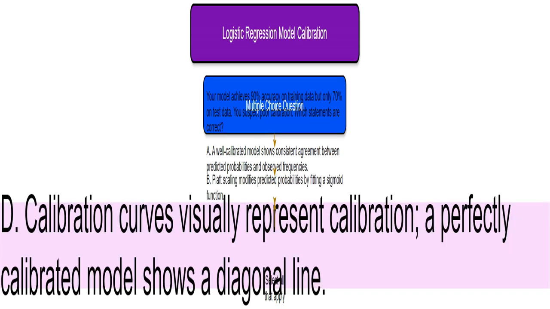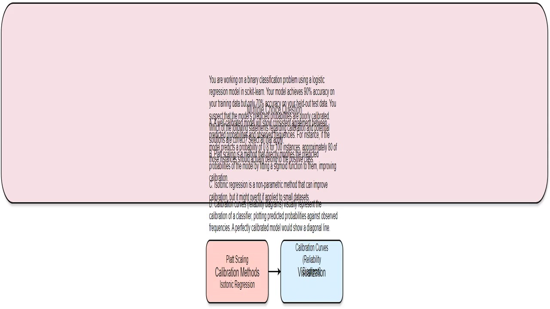Calibration curves, also known as reliability diagrams, provide a visual check of calibration. They plot predicted probabilities against actual frequencies. A perfectly calibrated model would show a straight diagonal line, indicating perfect agreement between predicted probabilities and observed results. This is a multiple-choice question testing your understanding of calibration in logistic regression models. It presents a scenario where training accuracy is high but test accuracy is low, a classic sign of overfitting and poor calibration. The question probes your knowledge of calibration concepts and methods to fix the issue.